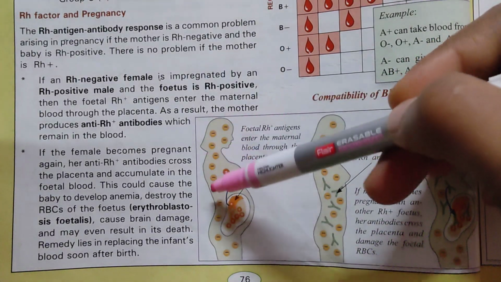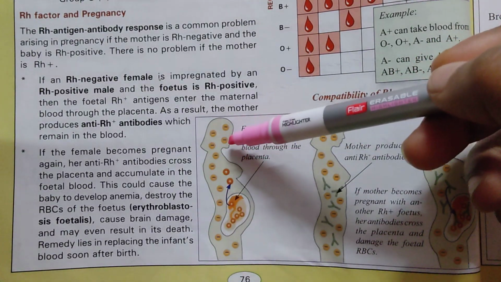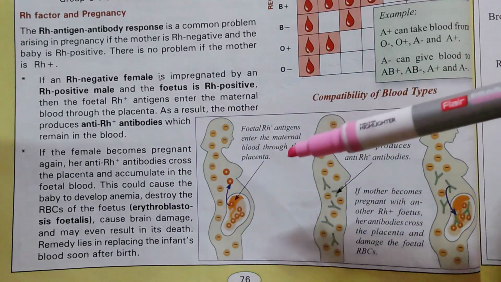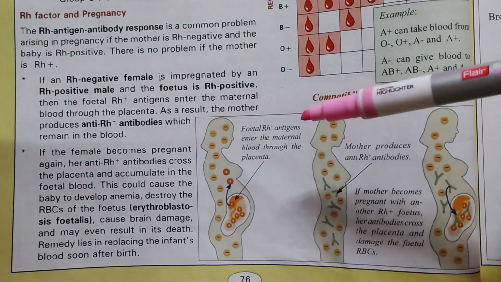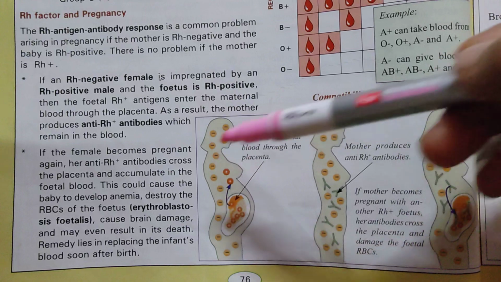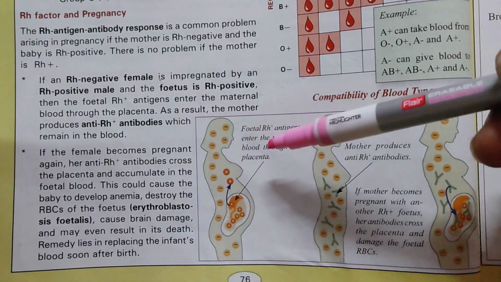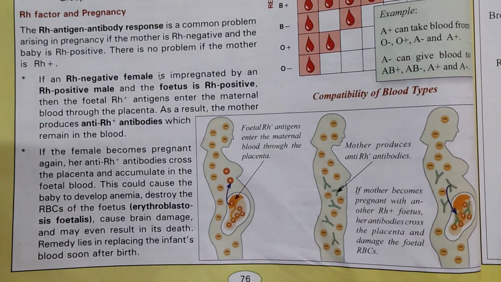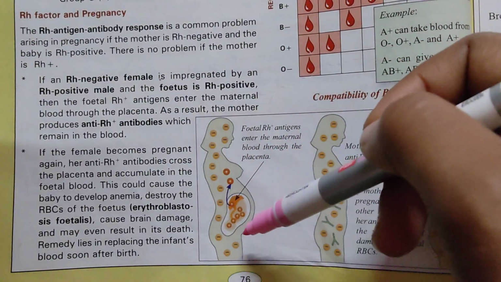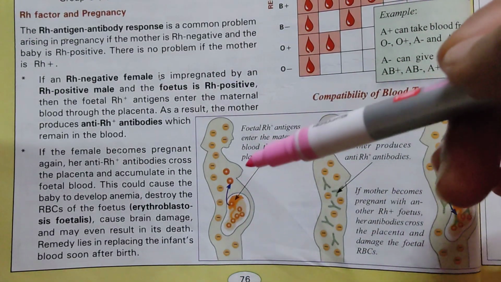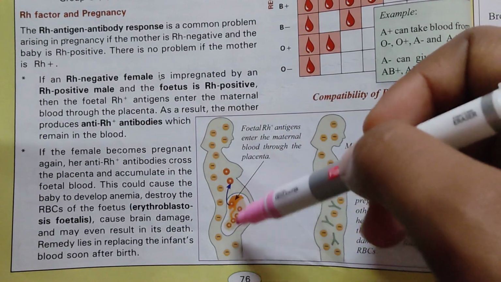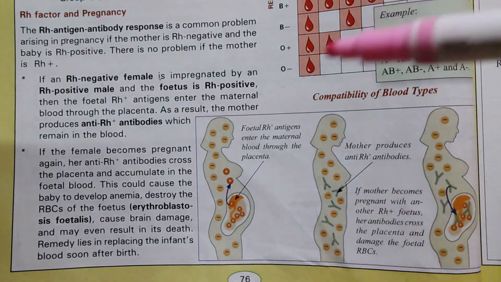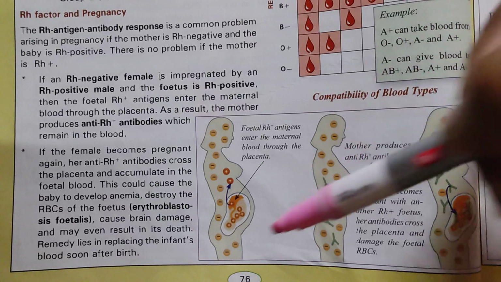Okay, so this is a mother who has Rh negative blood group. Got it? Now suppose the father, the husband of this lady, had Rh positive blood group, and the baby born for the first time is also Rh positive.